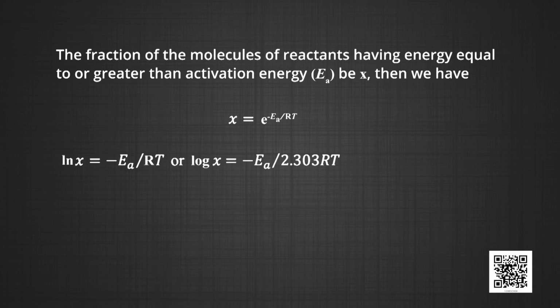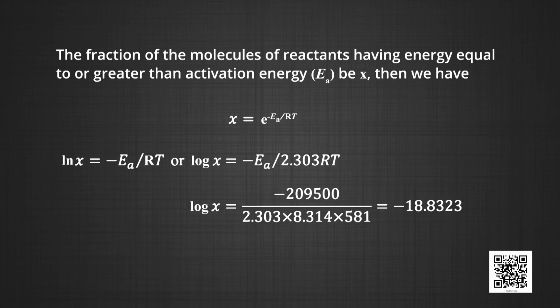by 2.303 RT. Now just putting the values, log X is equal to minus 209500 divided by 2.303 into 8.314 into 581. After calculation, the value comes out to be minus 18.8323. X is equal to the antilog of minus 18.8323. The answer comes out to be 1.47 into 10 raised to the power minus 19.